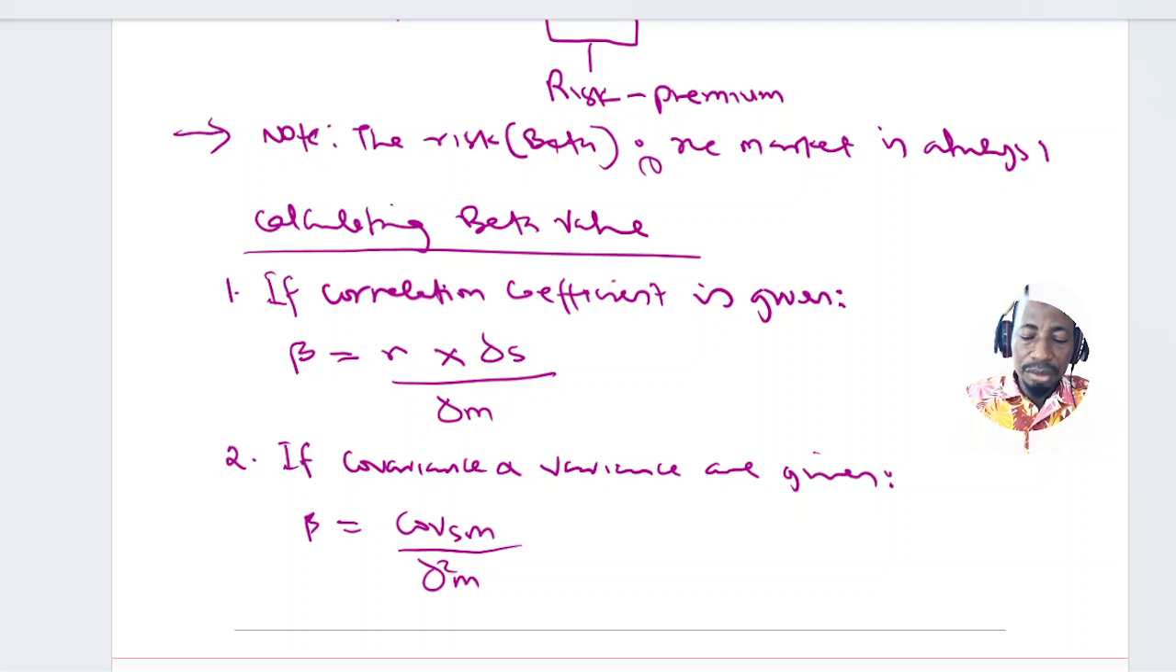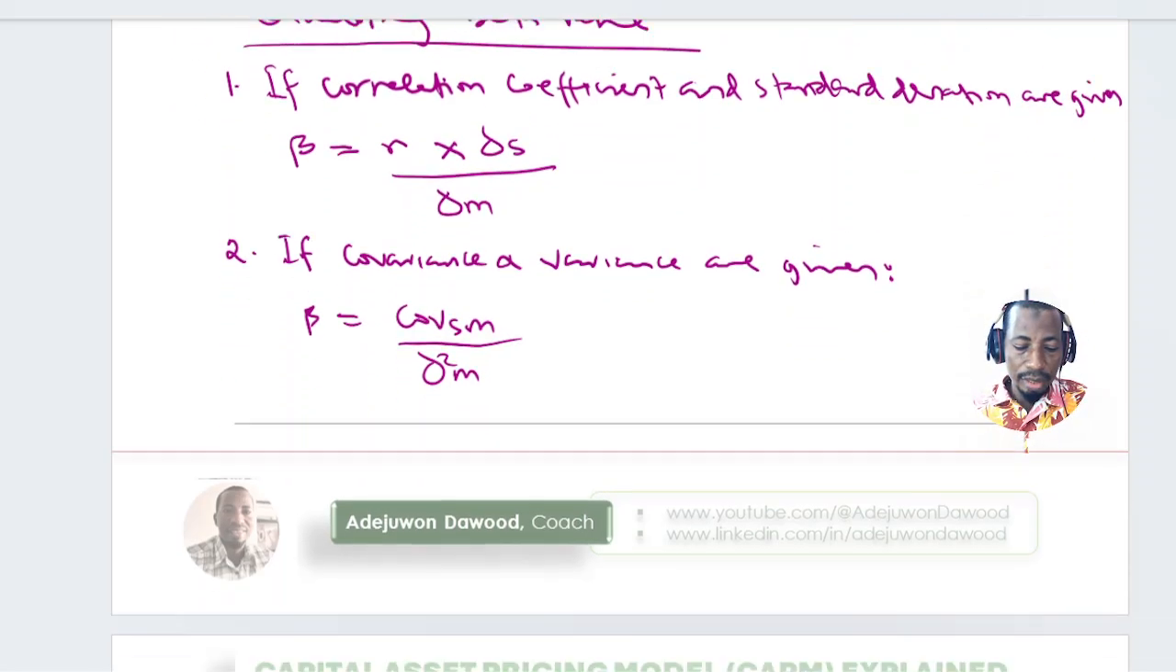Then this one, let me include standard deviation. So if correlation coefficient and standard deviation are given, okay, so you're expected to use, let me write everything, correlation coefficients and standard deviation are given. Okay, that's that.